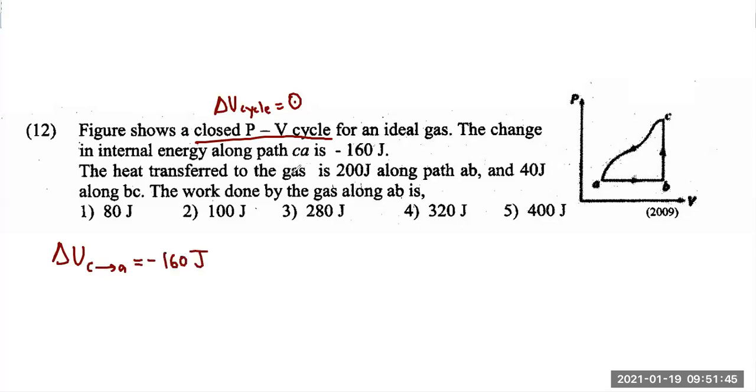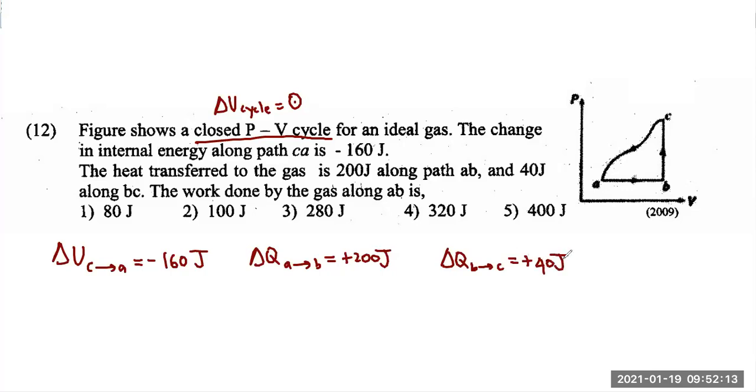The heat transferred to the gas along path AB. Heat transferred to the gas. That means delta Q AB is plus 200 because heat is given to the gas. So gas is absorbing the heat. That's done. And 40 joules along path BC. Heat transferred to the gas, 40 joules along BC. So again, delta Q BC is equal to plus 40.